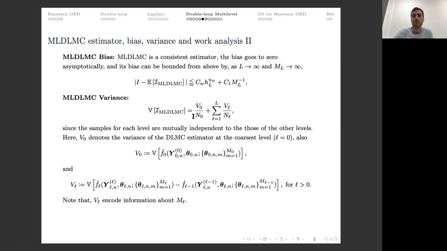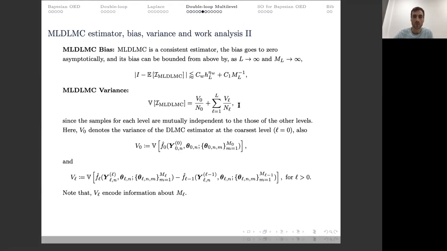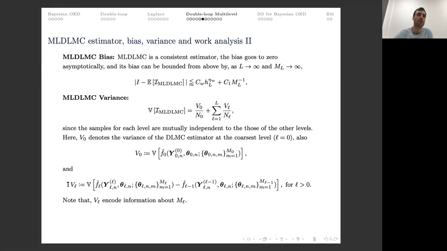And the variance, since the Monte Carlo at every level are independent, we have at the end the sum of the variances of each Monte Carlo. So these VL, they are denoted here in the last expression, and is basically the variance of this difference between FL and FL minus 1. Let's spend some time here on this FL and FL minus 1.